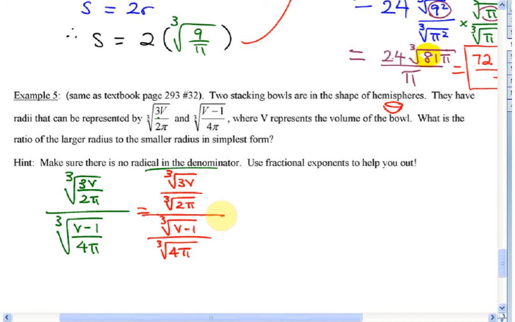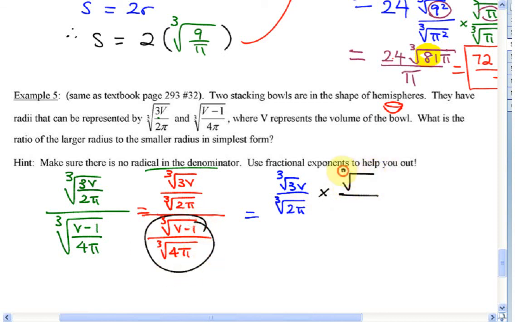And then because I have this complex fraction, I think I'm going to ask you to take the numerator and divide it by the denominator. Or the same thing, when you do division, when I relate it to multiplication, it becomes multiplication of the reciprocal. So I'm going to now multiply it by the reciprocal, and the reciprocal of the denominator here just becomes the cube root of 4 pi on the top and the cube root of v minus 1 on the bottom.